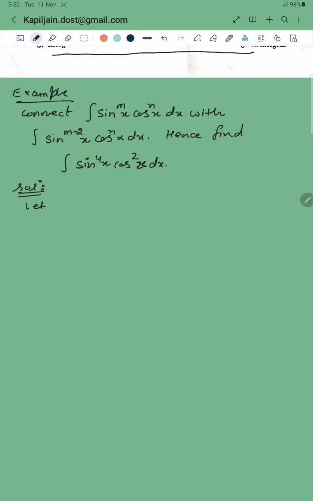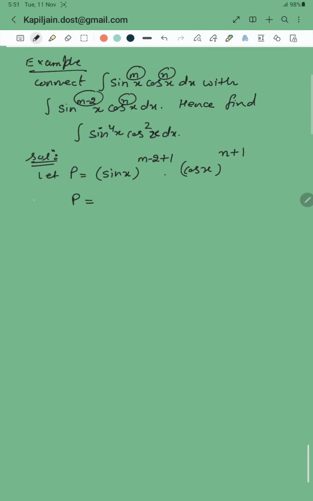First, suppose the term p which is equal to sin x raised to power alpha plus 1, where alpha is the smaller of these two terms, means m minus 2 plus 1, into cos raised to power beta plus 1, where beta is the smaller of these two powers, which is same n. So beta is n plus 1, means p is equal to sin raised to power m minus 1 x into cos raised to power n plus 1 x.